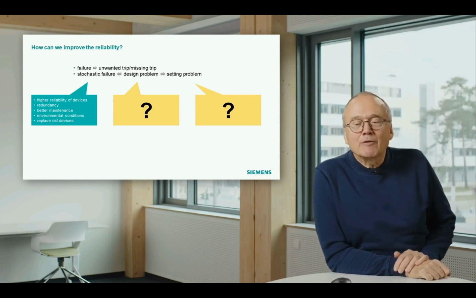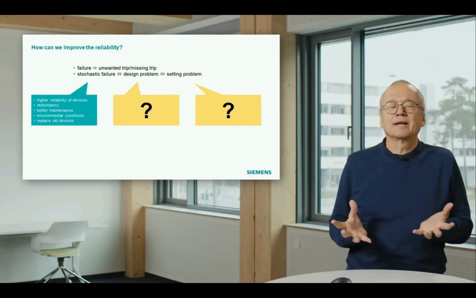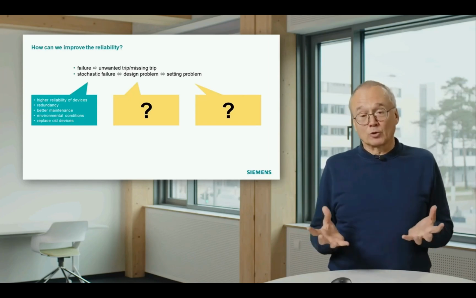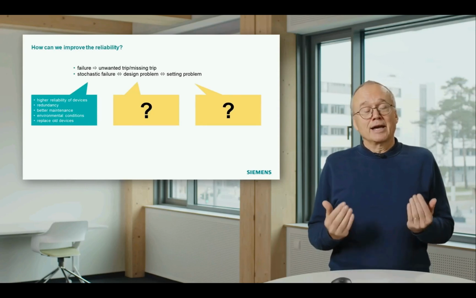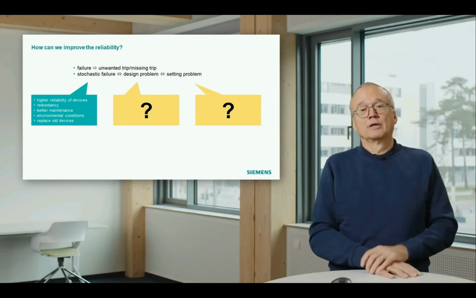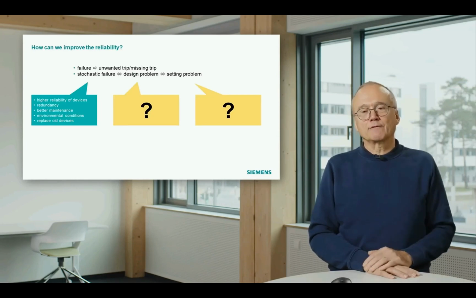Another thing is the environmental conditions. Where are the relays installed? I can tell you, I've seen relays where you couldn't see any colors on the components. They were installed in a dusty area, or you may even have corrosive gases there. And of course, if you have these conditions, the relay will work, but after some time, you will have an increased failure rate.